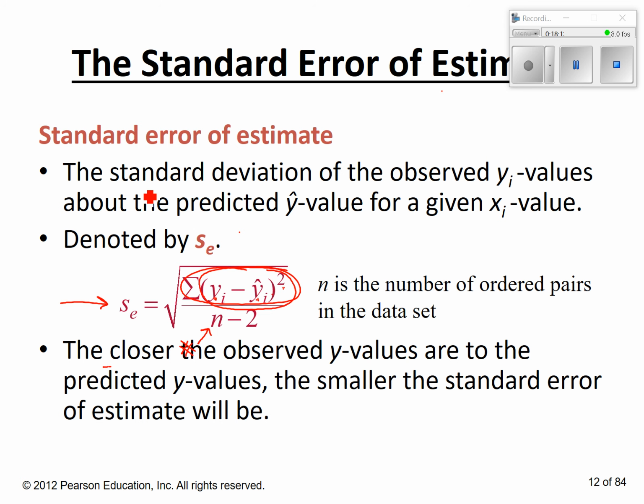The closer the observed Y values are to the predicted Y values, the smaller the standard error of the estimate will be. So the closer the Y values that you have in your data are to what you predict them to be using the equation of your regression line, the smaller the standard error of estimate will be. So the smaller this is, the better we can predict what a Y value should be given a certain X.